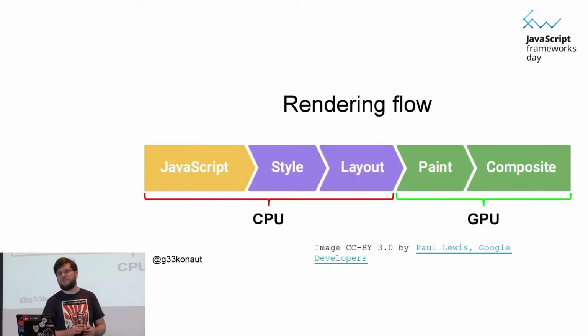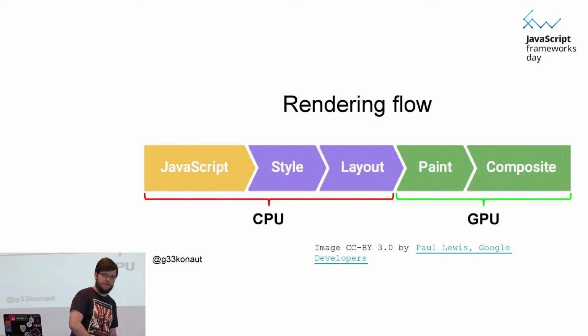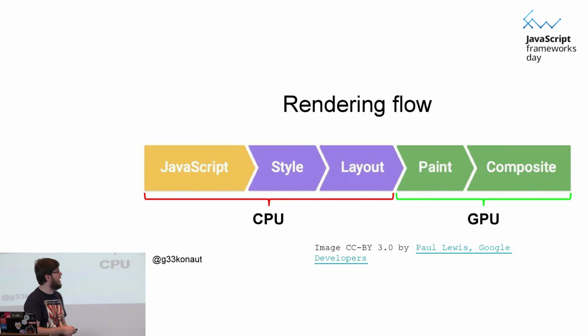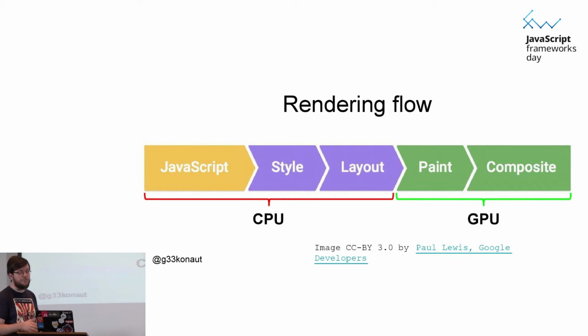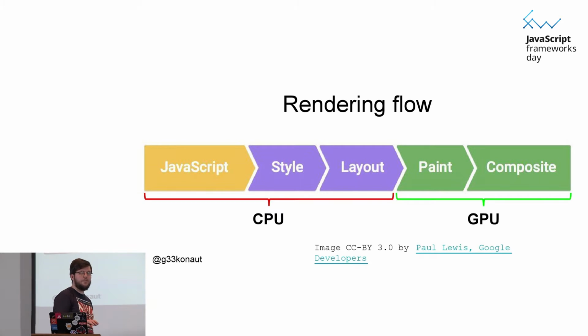Now the problem is JavaScript is single-threaded. And all this happens on the CPU. Even though the CPU can do multitasking, most of this happens in the main thread. That means if this takes a long time, this and that can't happen.